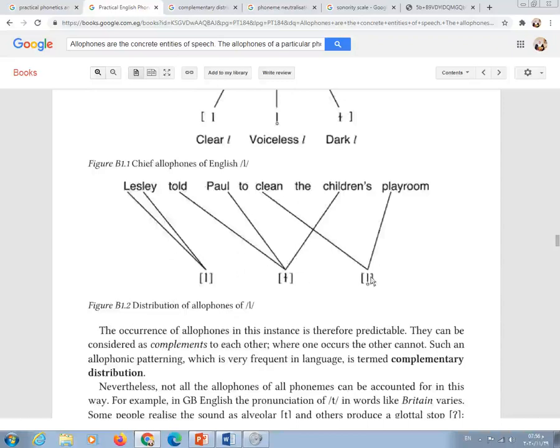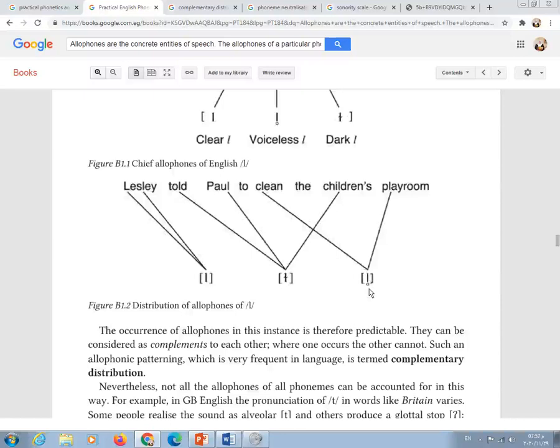Let's look at different forms of the allophones of l. This is clear l, as in lately, before vowels, as you see. Number two, we have dark l, after vowels and at the end, as in bowl, told, and children. And the third allophone, the third variant of l, is the voiceless l after k in clean and p in playroom. You know that l is inherently a voiced consonant, but because it comes after k in clean and p in play, it loses this feature of voicing and becomes devoiced. It becomes voiceless.